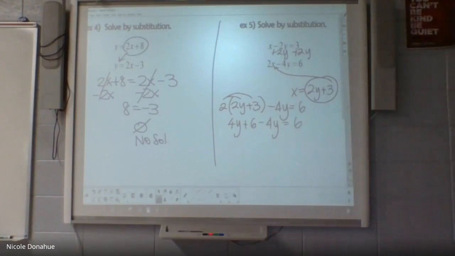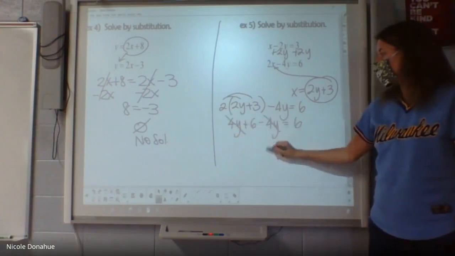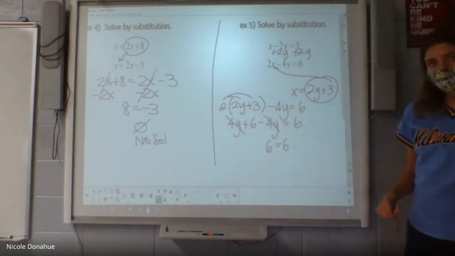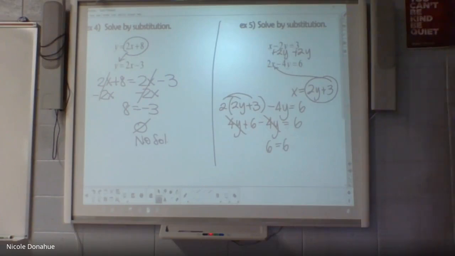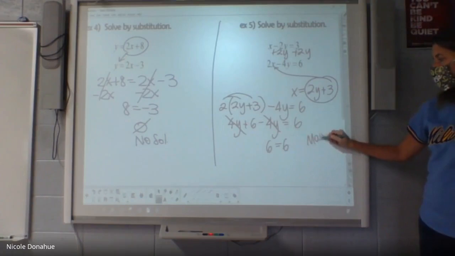So what happens in this case? Both cancel, 6 equals 6. And that's true, but what do we say about the type of solution then? Infinitely many. This is the infinitely many solutions case. I said it before too.